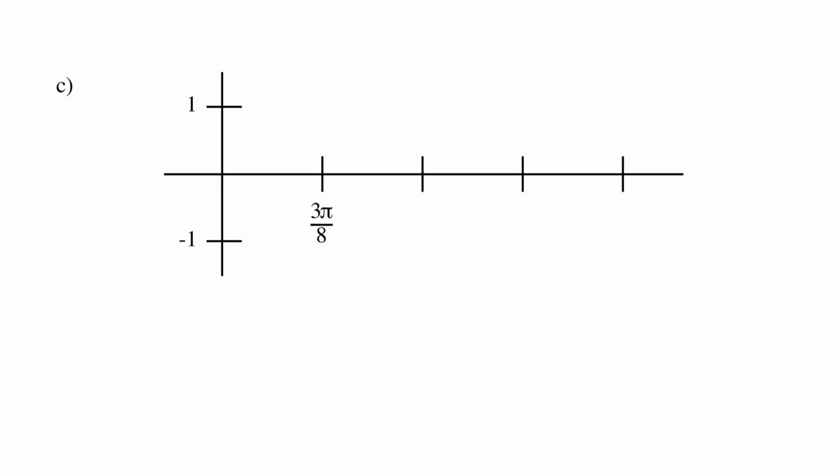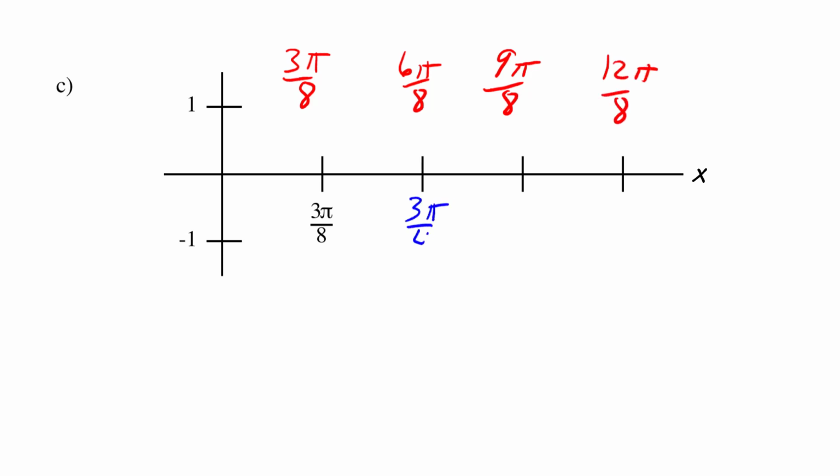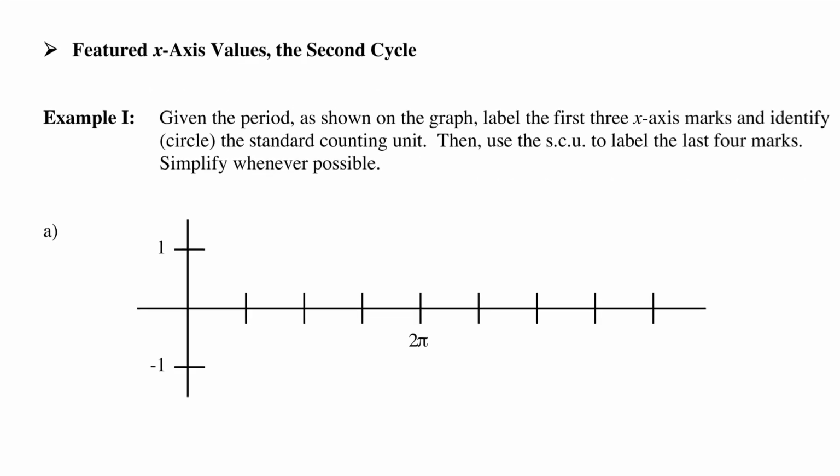This time we'll be counting by 3's. The pi will be consistent and the 8 will be consistent in the denominator. But we're counting the numerators by 3's, 3, 6, 9, and 12. Some of these do simplify, and we want to simplify the first to 3 pi over 4, and then the last to 3 pi over 2. Now you don't have to write them up above like I was. You can simplify them in your head, that's fine.